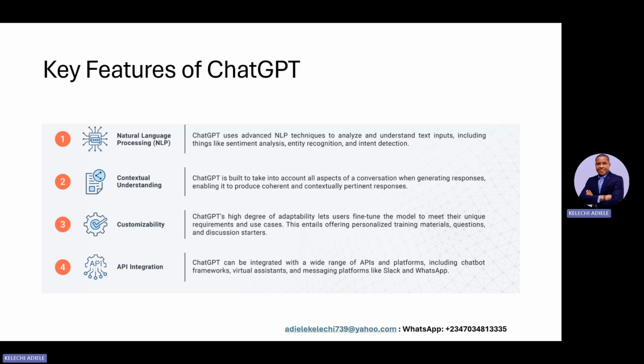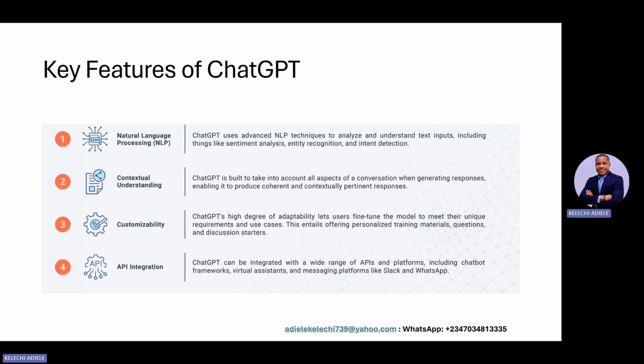Another feature of ChatGPT is API integration. ChatGPT can be integrated with a wide range of APIs and platforms, including chatbots, frameworks, virtual assistants, and messaging platforms like Slack and WhatsApp. So it's a very, very robust platform. And of course, we also have APIs in SAP that facilitate integrations between different third-party systems.